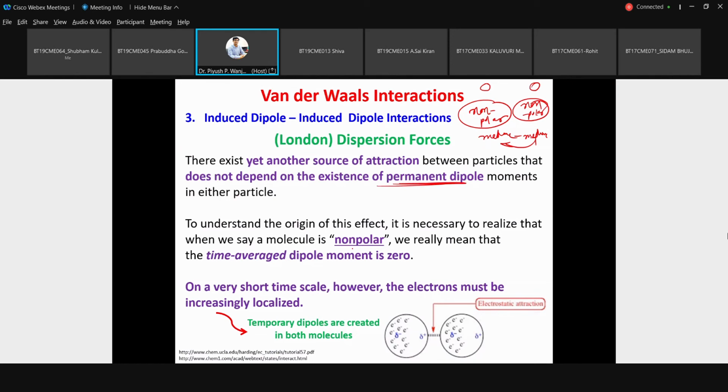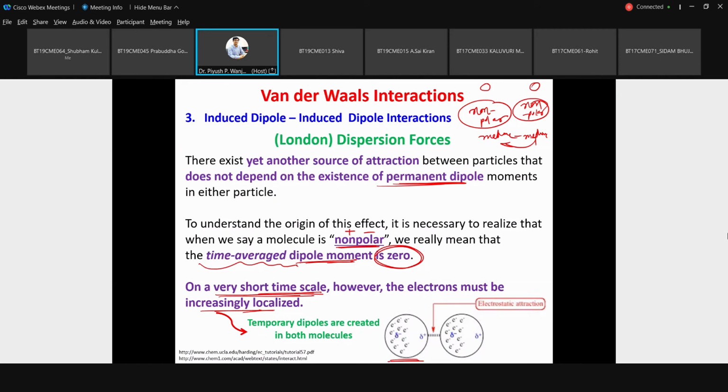But even though the compounds are totally non-polar, if you want to talk about interaction, again something positive and negative should come into the picture. But we know that non-polar molecules do not have any dipole moment. So theoretically, it has been observed that when we talk about the dipole moment, we are talking about the time average dipole moment. The time average dipole moment is zero, but if you look at a very short time scale, the electrons must also be localized. If you talk about any one particular atom, there can be temporary fluctuations on their own also.